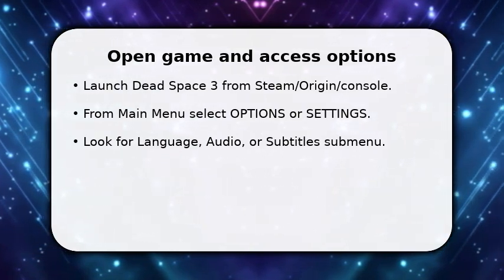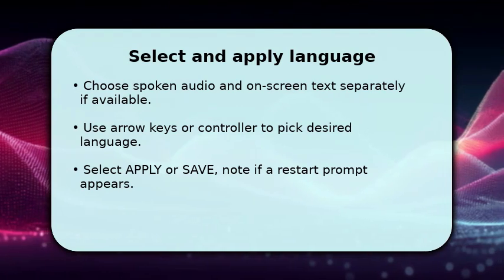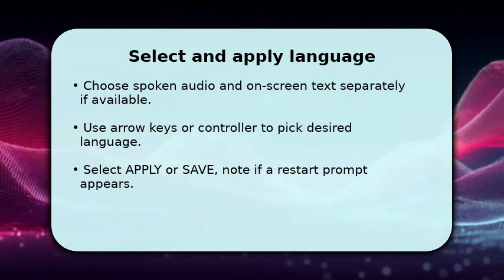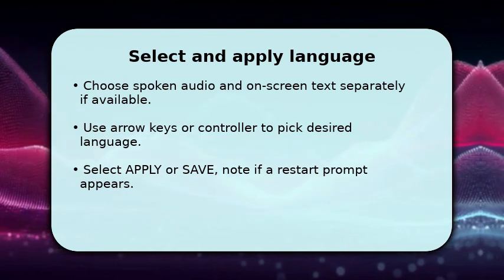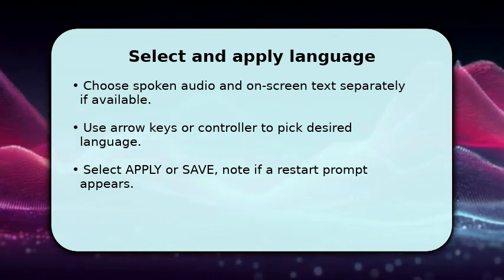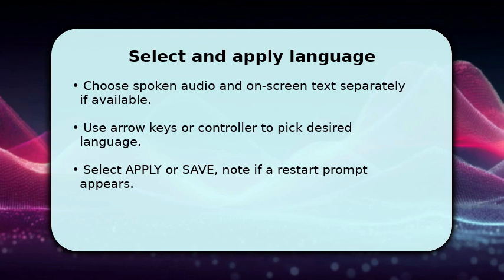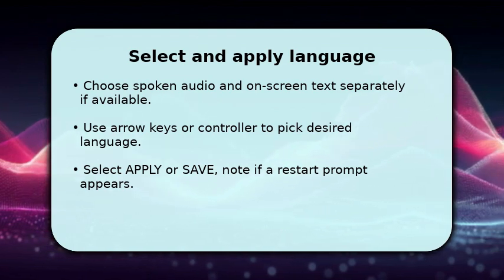Once you're in the language or audio/text menu, pick the spoken audio and the on-screen text language independently when possible. Many games separate them for accessibility. Use your keyboard, mouse, or controller to highlight the desired language and confirm with Apply or Save.